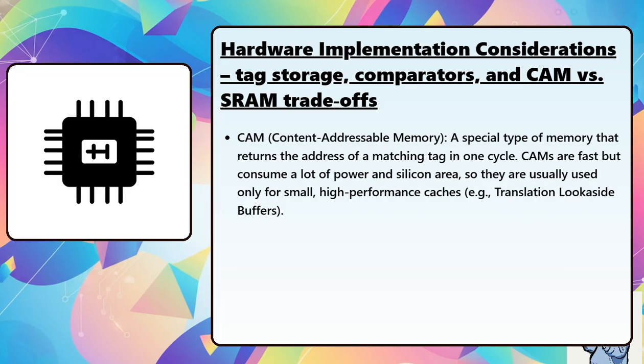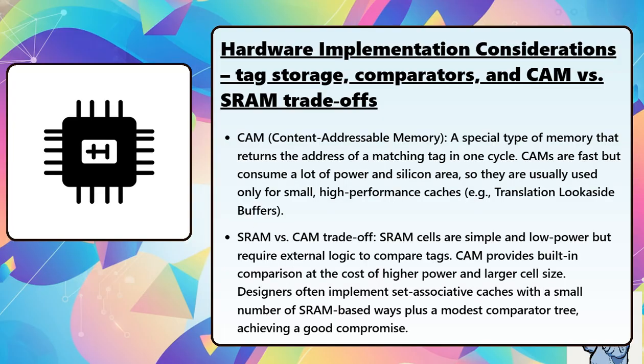CAM, content addressable memory, is a special type of memory that returns the address of a matching tag in one cycle. CAMs are fast but consume a lot of power and silicon area, so they are usually used only for small, high-performance caches, for example translation look-aside buffers. SRAM versus CAM trade-off: SRAM cells are simple and low power but require external logic to compare tags. CAM provides built-in comparison at the cost of higher power and larger cell size.